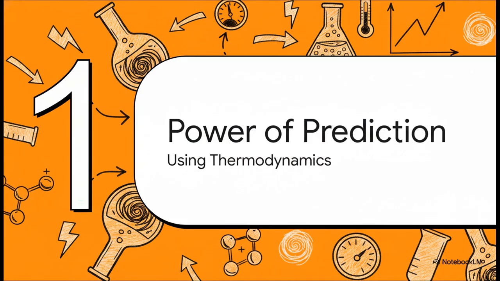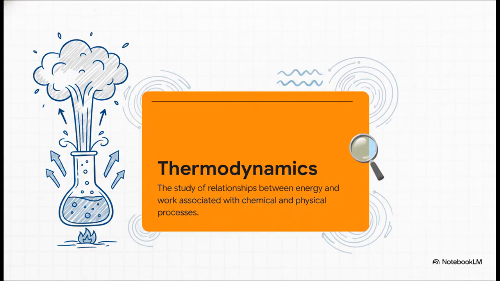That's really the power of what we're talking about here. It's not just about understanding what can happen, but about being able to predict what will happen under certain conditions. And the tool that gives us this predictive superpower, that's thermodynamics. It's basically the rulebook for how energy and work behave in all sorts of chemical and physical processes.